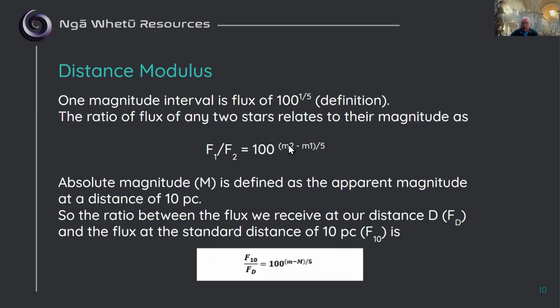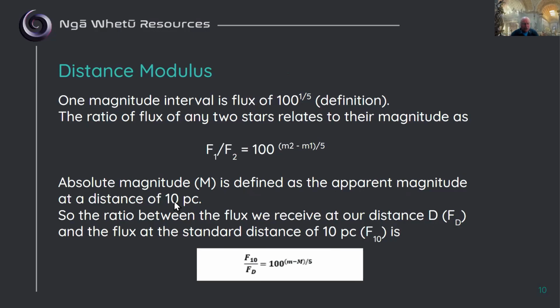Remember, we had 100 to the power 1/5 for one interval. So that is the scale of the magnitude unit from one magnitude to the next. But now we have a ratio of flux of two stars that have an apparent magnitude m1 and apparent magnitude m2. And the difference between those two over 5 as the power of 100, that is then the ratio of those two fluxes, those two stars. But if we now apply this to one star, where 1 is the absolute magnitude, capital M, that's the luminosity, which is actually defined as the apparent magnitude at the distance of 10 parsec.